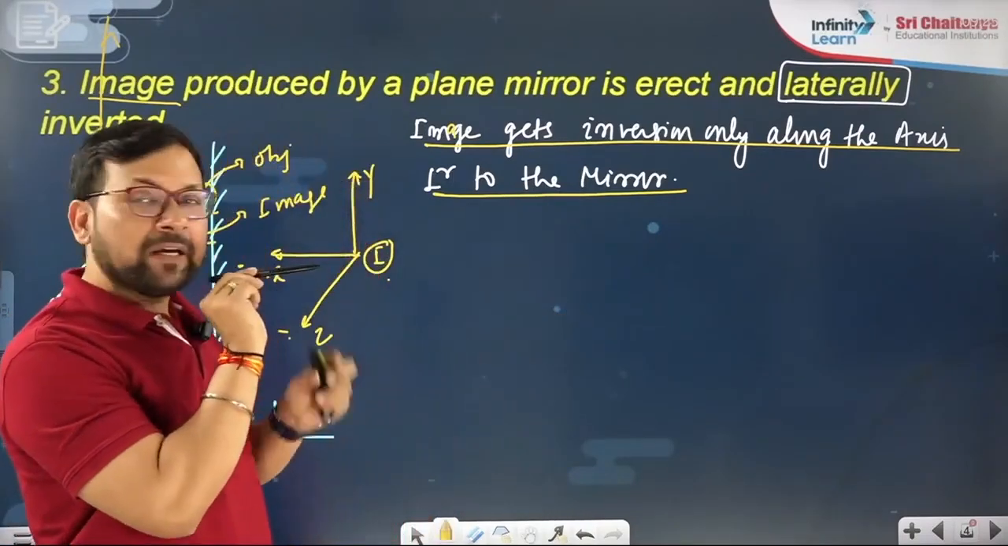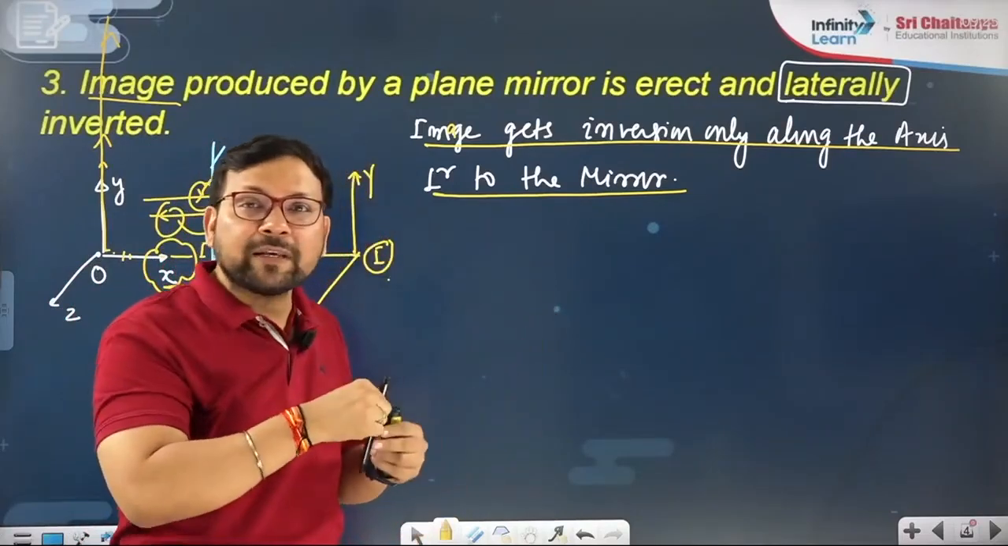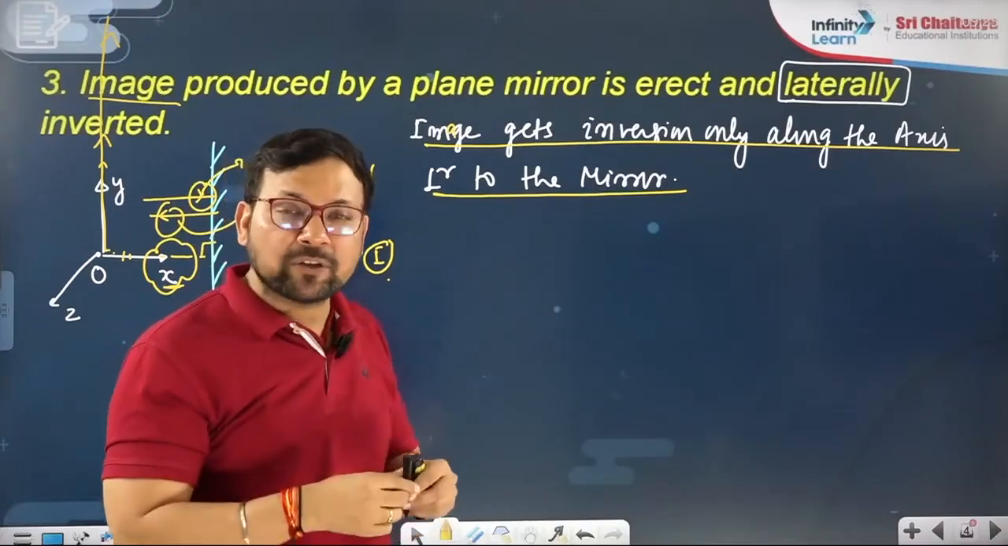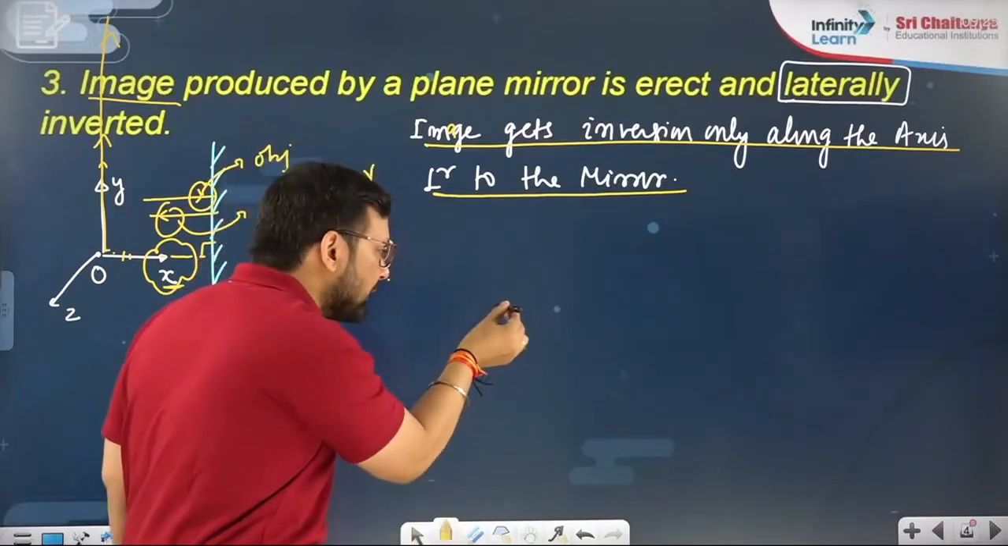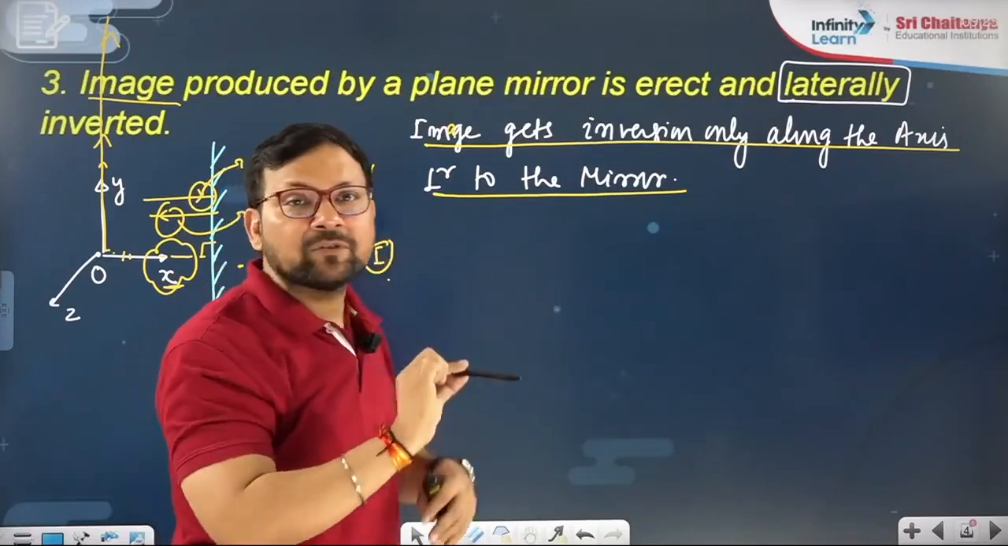Why? Because I am moving in this direction and, beta, that direction is not perpendicular to the mirror. So for lateral inversion, your light ray should be perpendicular to the mirror. If your light ray is parallel to the mirror, your image is not getting inverted.